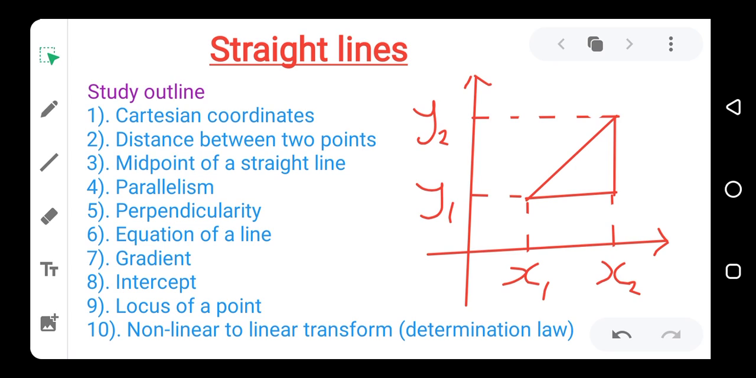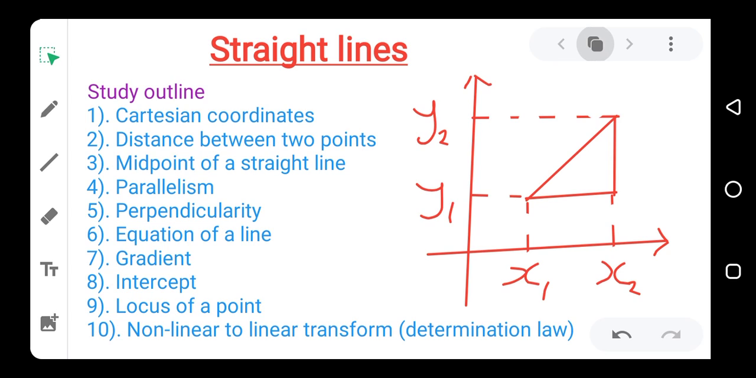In this lesson, we want to learn about the straight lines. And we are going to be learning the following: Cartesian coordinates, distance between 2 points, midpoint of a straight line, parallelism, perpendicularity, equation of a straight line, gradient, intercept, locus of a point, non-linear to linear transform, also called determination law. Now let's look at Cartesian coordinates.